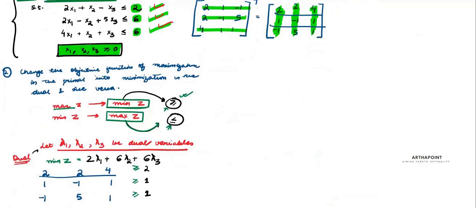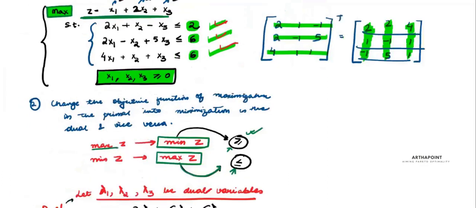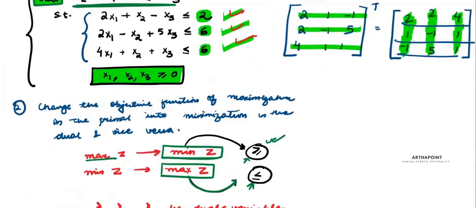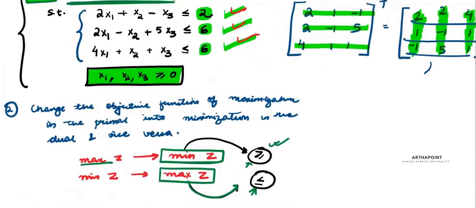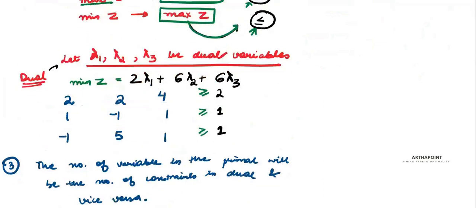1 minus 1, 1 here. Minus 1, 5, 1. So I've written minus 1, 5 here. Is this clear? So whatever initial problem I had, I have converted this. From that matrix, I converted it into a transpose matrix, and I just wrote this transpose matrix as it is here. Whatever matrix was the transposed matrix.